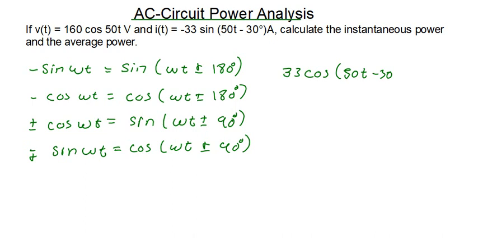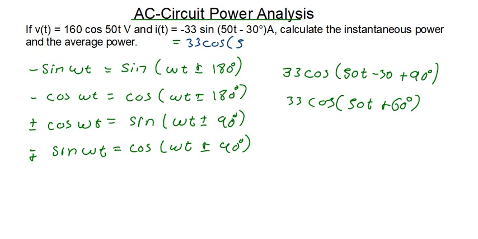So what it means is that it doesn't mean you need to make this 90 degrees. No, you need to bring in the 90 here. I'll say plus 90 degrees right there. So this would be like 33 cos 50t, that would be plus 60 degrees there. That's what we have. So instead of using that, we're going to say this is equal to plus 33 cos 50t plus 60 degrees, and that's what we're going to utilize.